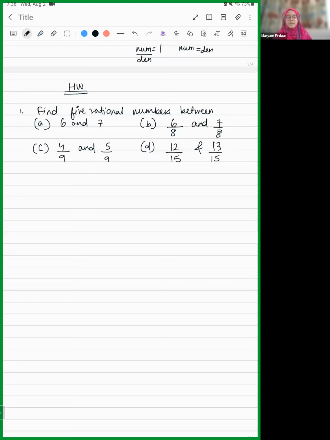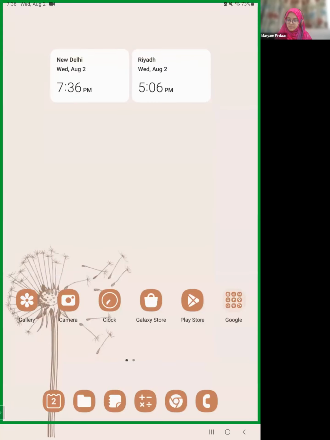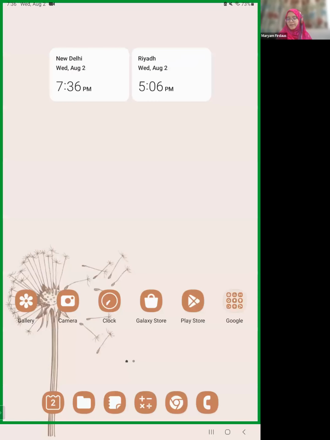Now let's take a quick 5-minute break and we will be here at exactly 5:10 p.m. according to Riyadh's time, okay? 5 minutes.